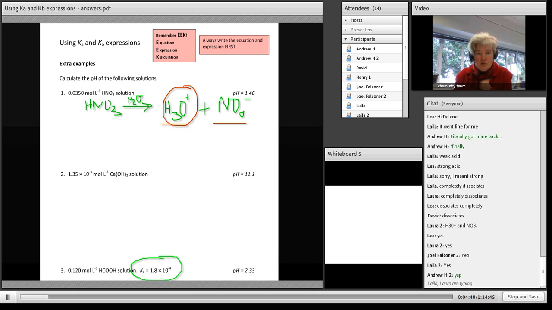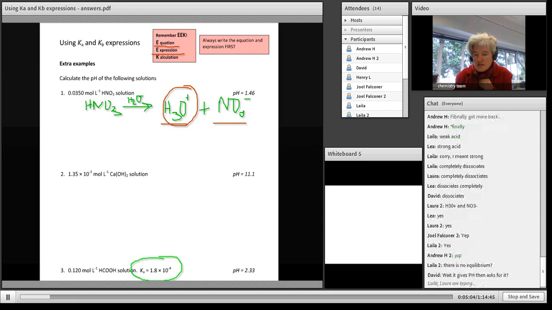So now we've done the equation part. There is no expression. Why not? Why don't we write an expression? Well, in a way, there's always an equilibrium if it is an equilibrium, of course, but it's so far to the right that we assume that it's all products and few reactants.